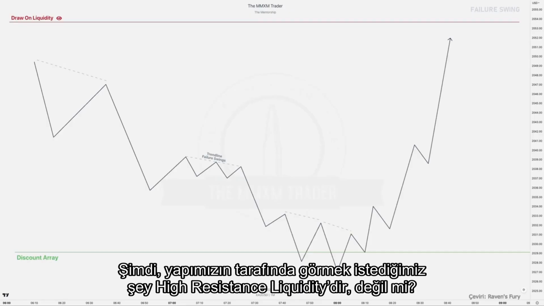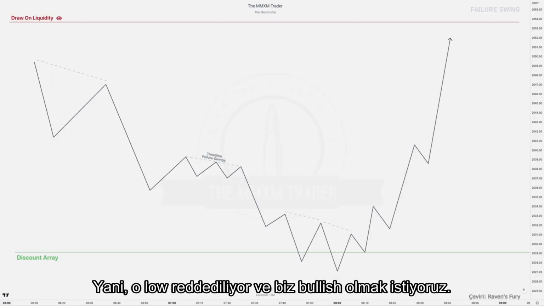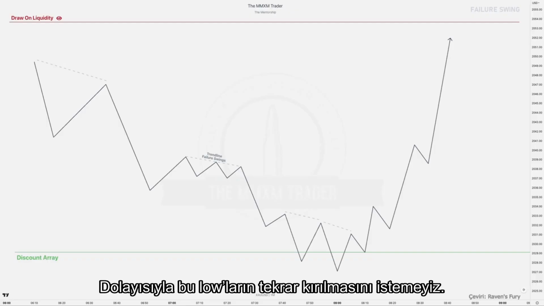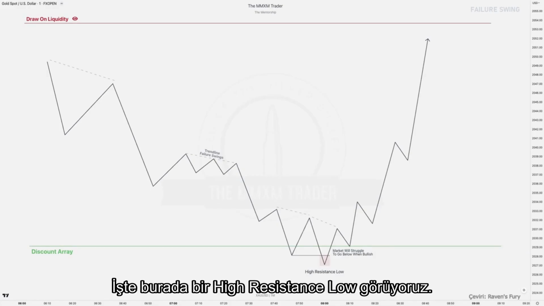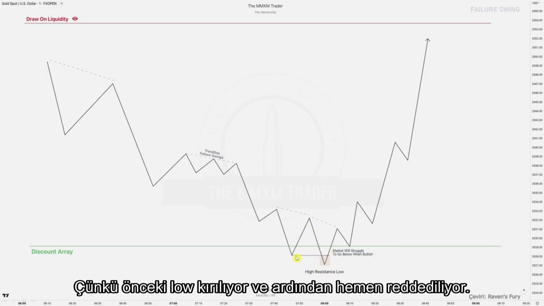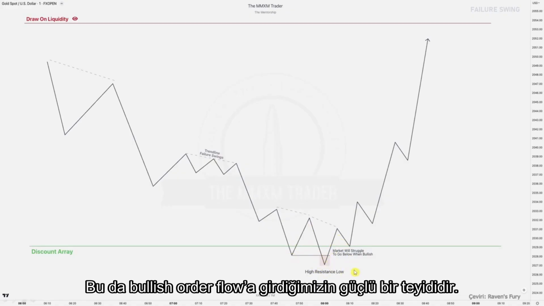Now, what we want to see form on our side of the structure is that high resistance liquidity, right? So we know it's rejecting that low and we want to go bullish, so we don't want to see those lows ran again. But how does that look like? So over here we got that high resistance low, right? Because we run that previous low and then reject immediately. So this is a good confirmation that we are heading into bullish order flow.